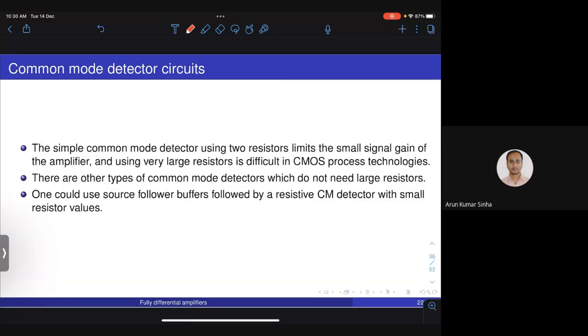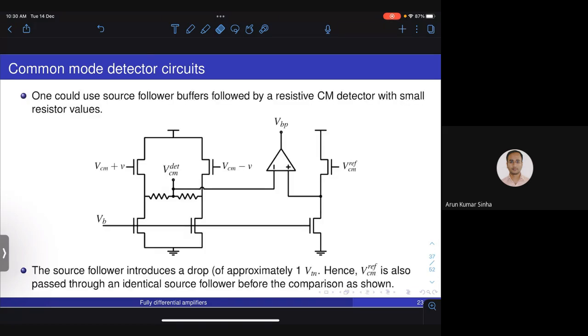So what are the better options? As we have seen, the resistances limit the gain of the amplifier, and putting very large resistance values is difficult in CMOS processes. So we need to look for other common mode feedback detectors which do not need large resistors. One simple way is to use a source follower buffer followed by a simple resistive common mode detector with smaller resistance values.